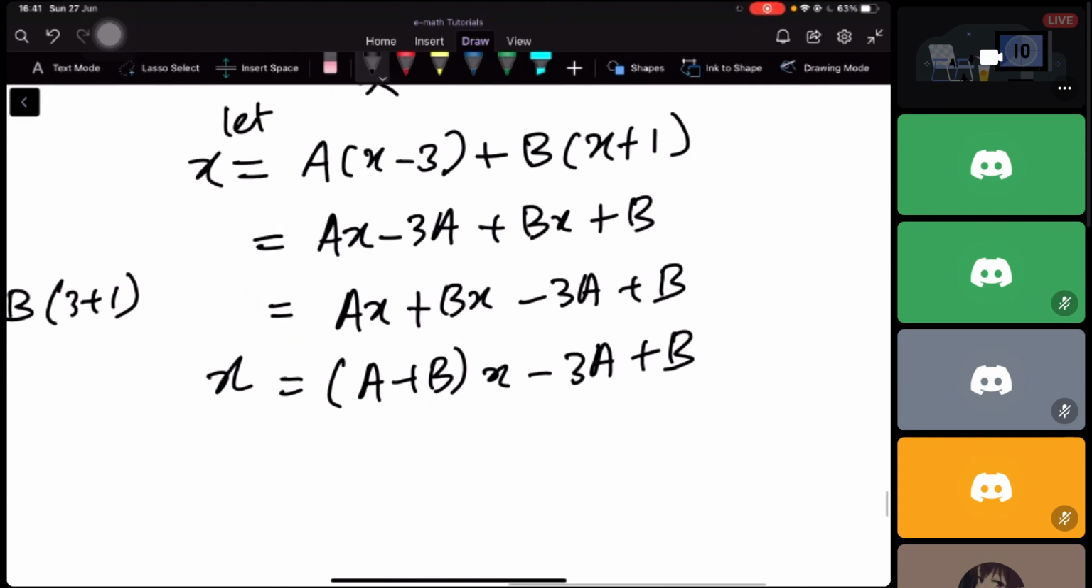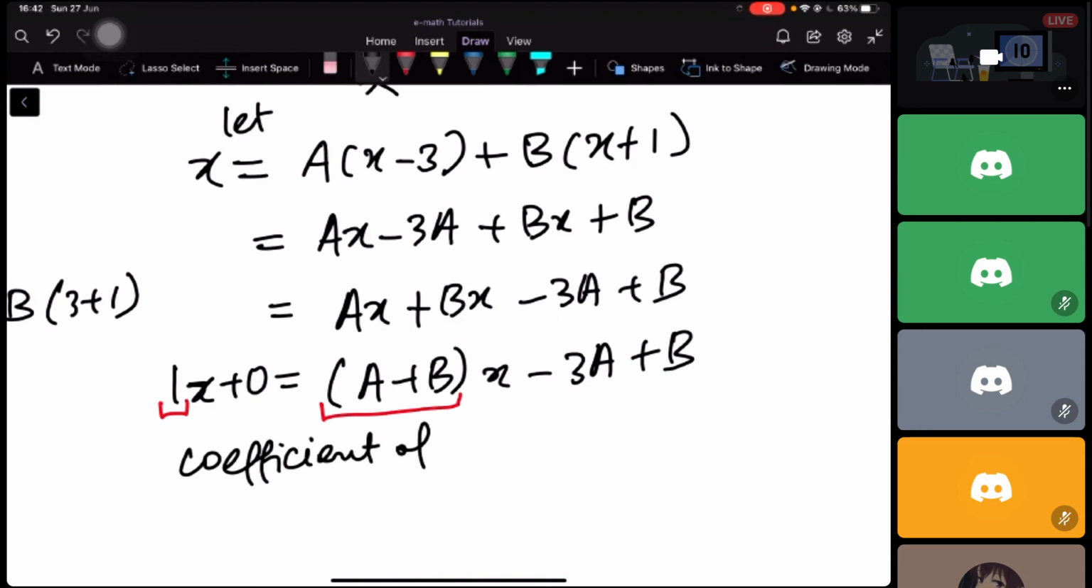So it means that you can compare the coefficients of all the x terms. X basically means 1x plus 0. 1x plus 0 equals this further here. I think you know what I want to do. I compare this with that. I compare the coefficient of x. On the left hand side it is 1. On the right hand side it is A plus B. This is my first equation. One more time.